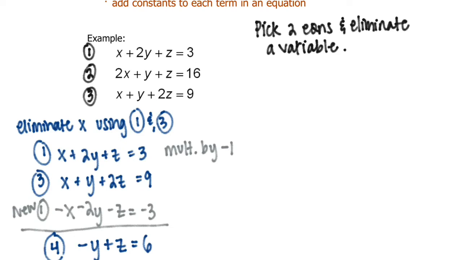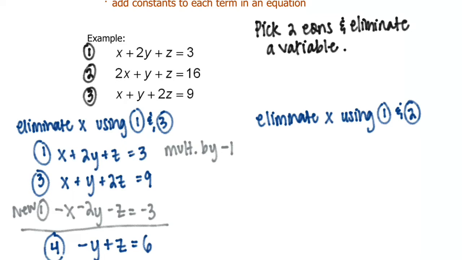I'm going to come over here and I want to eliminate x. So I need to eliminate x again, but I need to use different equations now. So which two equations might we want to use to eliminate x? I'm going to use equation 1 and equation 2. I could use 2 and 3. It really doesn't matter, but I'm going to pick equation 1 and 2. I just can't pick 1 and 3 again because I already know I'm going to get -y plus z equals 6 if I pick 1 and 3. So I have to pick two different equations and eliminate the same variable.